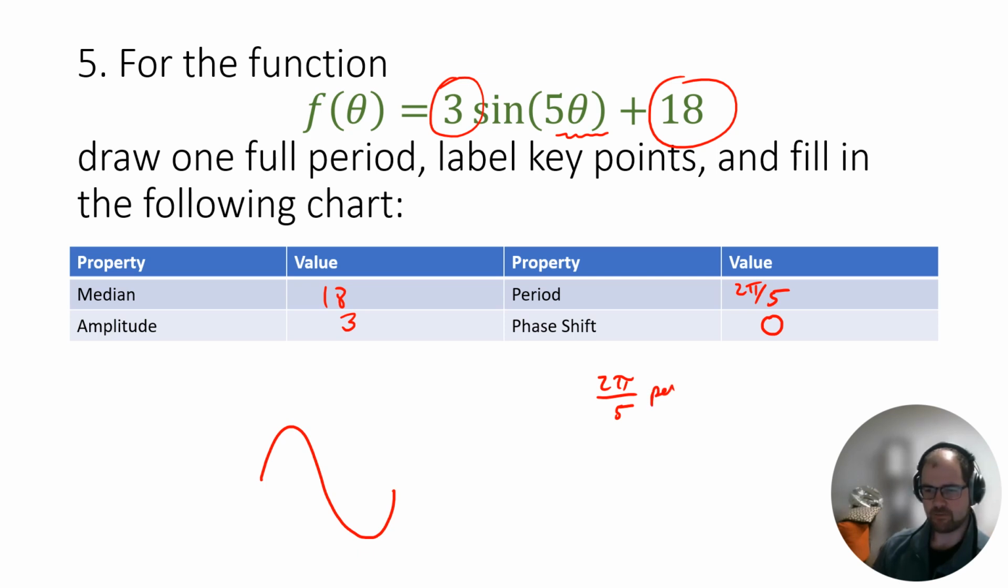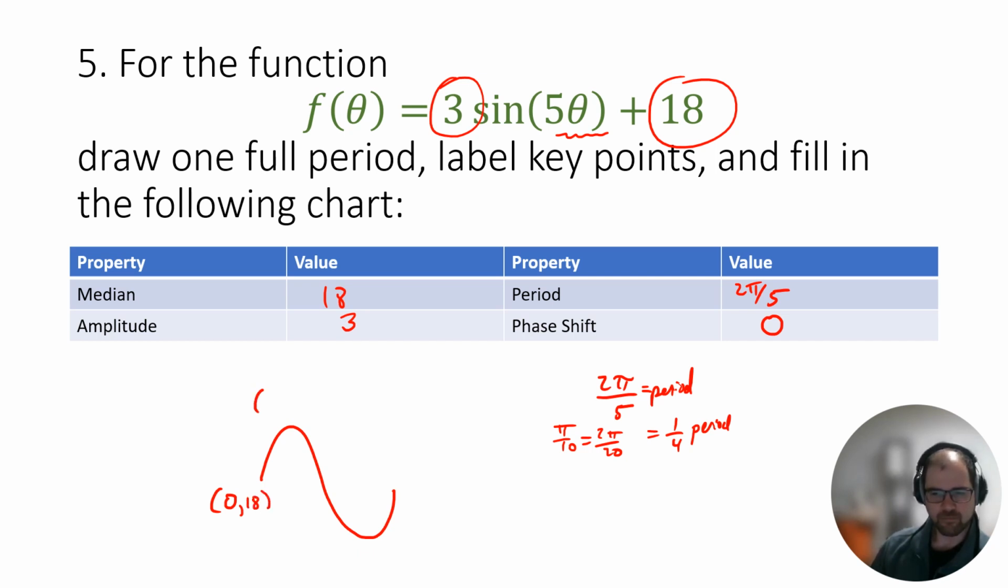Now if the period is 2 pi over 5, by multiplying both sides by a quarter, we get that a quarter of the period is 2 pi over 20, or just pi over 10. So now we can start labeling points on our little picture. There was no phase shift, so we're going to start at 0. And for a sine curve we start at the median, which was 18.